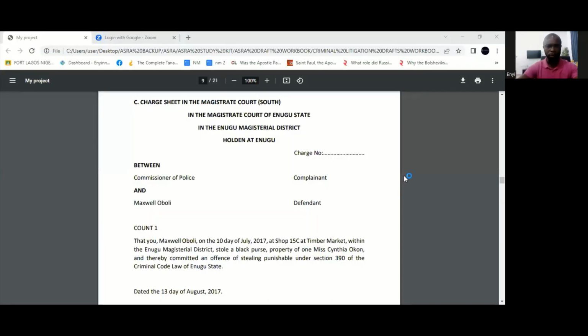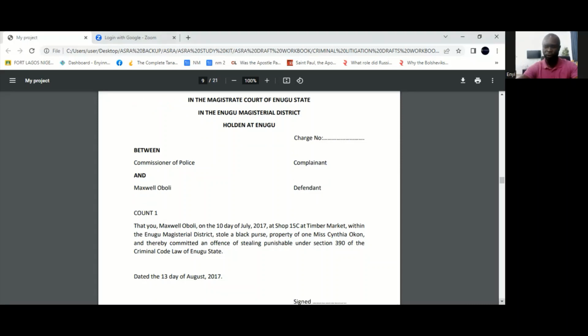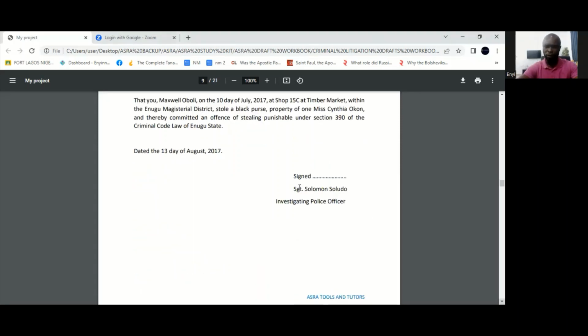Right, so today we consider how to draft a charge in Magistrate Court in the South. Now, when you look at the draft in the South, you can see that unlike the draft we saw in the North previously, the draft is done this time by a police officer. Remember, in the North, the draft was by the magistrate.